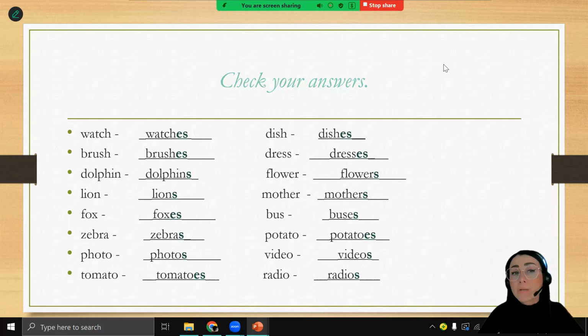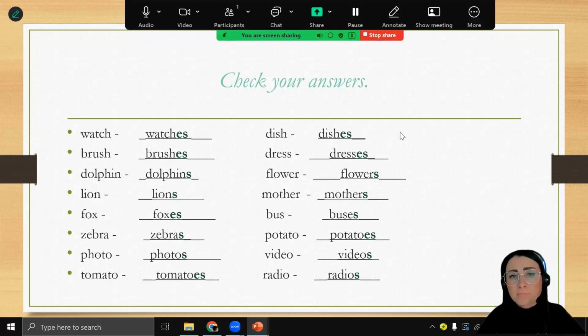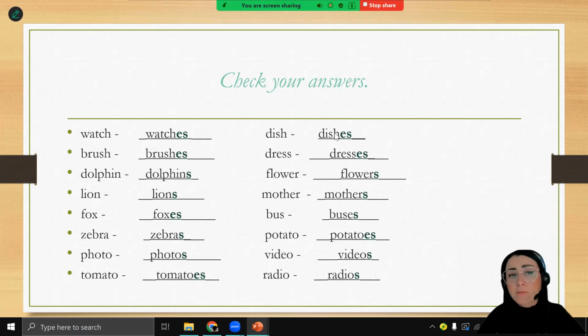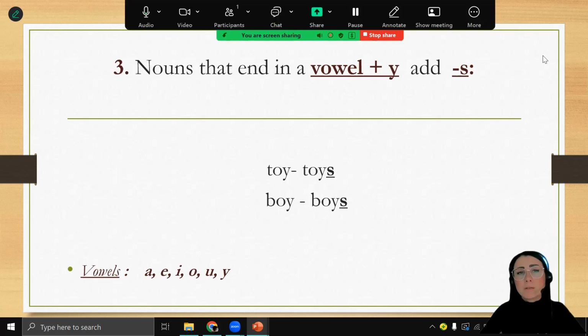Pay attention to the pronunciation of these words because the es ending can sound completely different. In the word watch, it sounds like watches, watches. Brush, the same, brushes. But in the word fox, it will be iz, foxes. Dresses, potatoes. It's a good idea to practice the correct pronunciation of these words before going to the next slide.